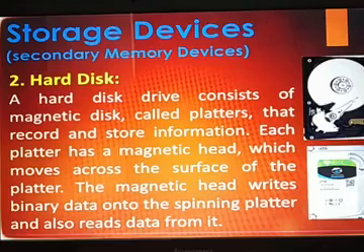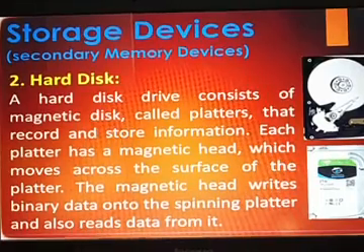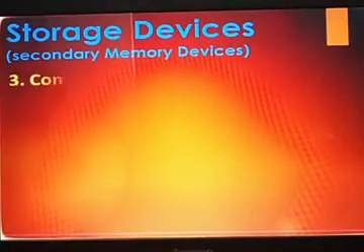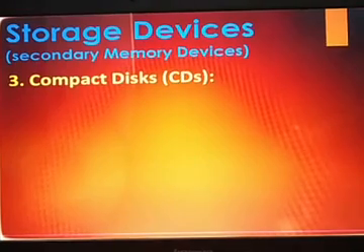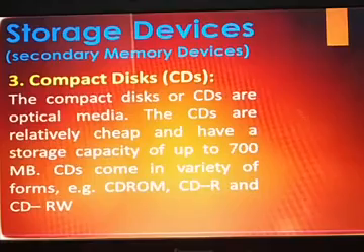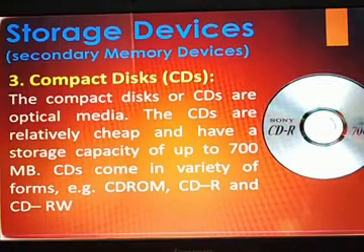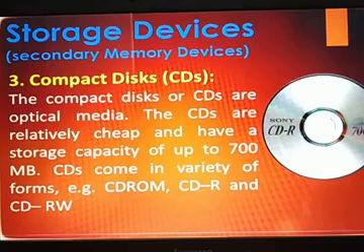So the next one is the compact disc. Compact discs, or CDs, are optical media. CDs are relatively cheap and have a storage capacity of up to 700 MB. It is a popular data storage device these days. The data that can be recorded on a CD may include text, pictures, multimedia, games, audio, video, encyclopedias, etc. It is widely used for distributing computer software.